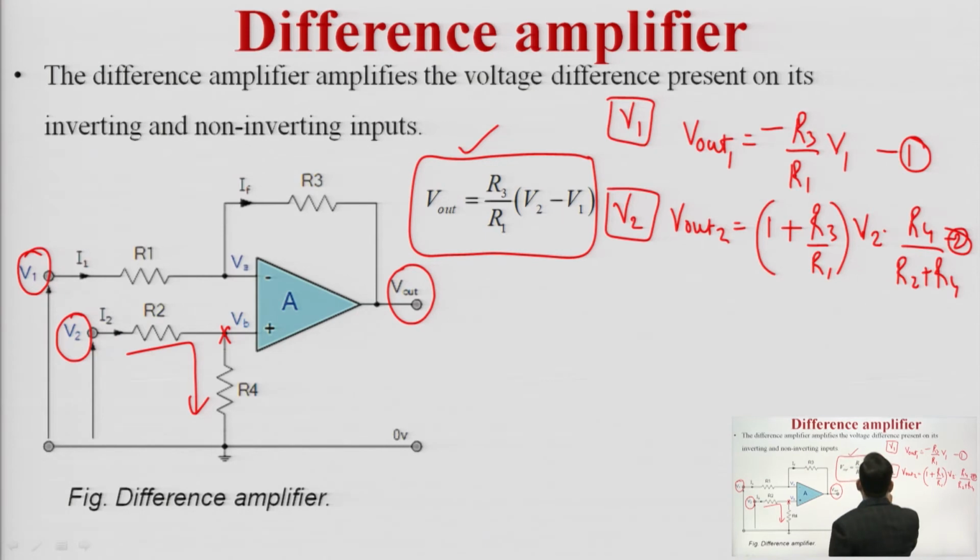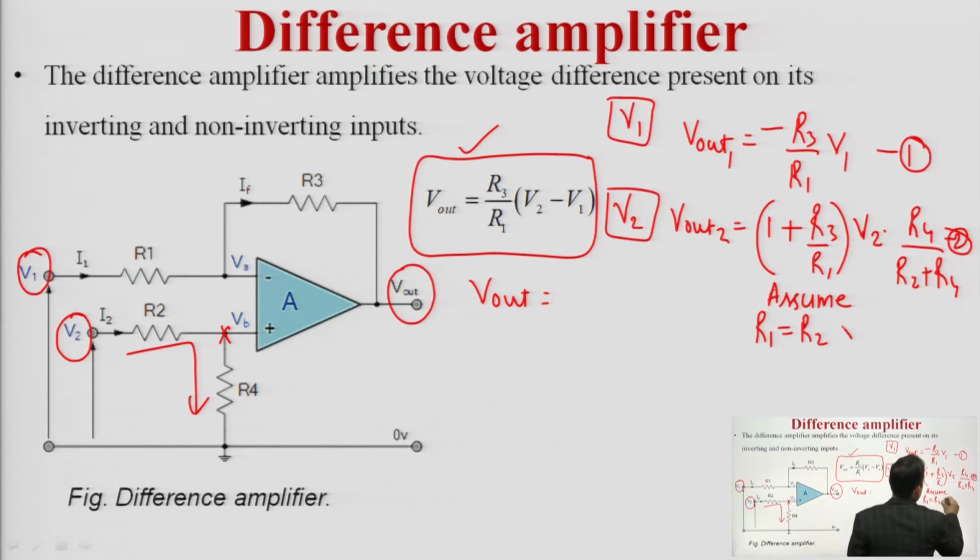Now what is the resultant? The output voltage is due to both V01 and V02. So for the simplification, if we assume that R1 equals R2 and R3 equals R4, what will happen?